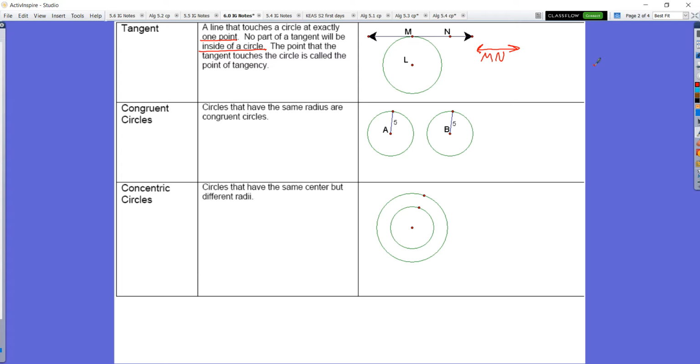Congruent circles are ones that have the same radius. These both have a radius of 5, so those are congruent. Concentric circles have the same center, but they are different sizes, with different radii. Both of these circles are inside of each other, and they share the same center point.